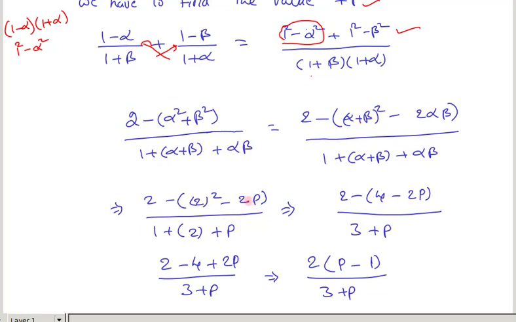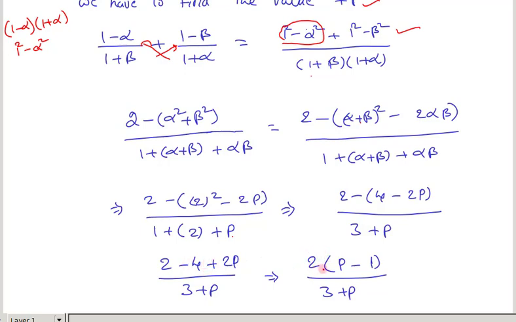Alpha into beta is p. 2p by 1 plus alpha plus beta is 2, and alpha into beta is p. This is equal to 2 minus of 4 minus 2p. Now on opening the brackets, this can be written as 2 minus 4 plus 2p. See, minus 2 minus plus, so that's why here we got plus 2p. Now on simplifying this can be written as 2p minus 2.